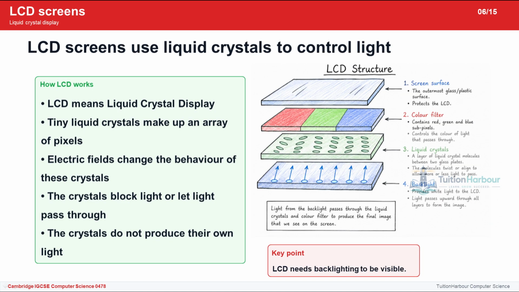LCD screens. LCD stands for liquid crystal display. An LCD screen contains an array of tiny liquid crystal pixels. Electric fields change the behavior of these crystals. The crystals either block light or allow light to pass through. The liquid crystals do not produce their own light, so an LCD screen needs a light source behind it. This light source is called a backlight.